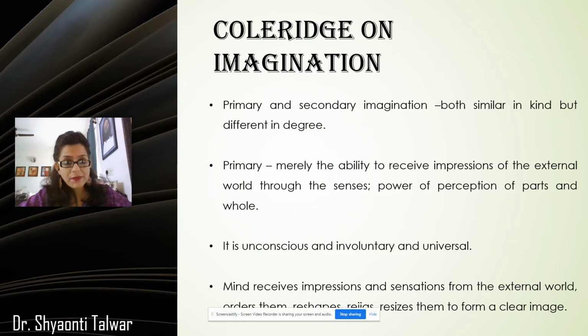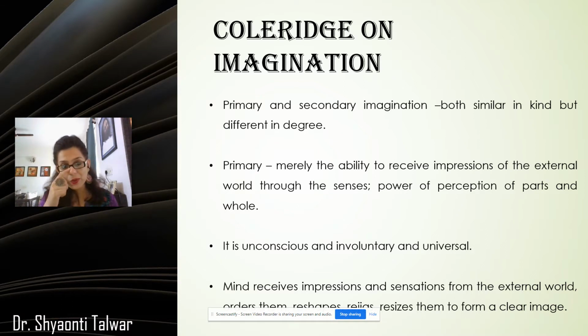In his work Biographia Literaria, Coleridge presents a very detailed theorization of fancy and imagination. Now, if we had to look at Coleridge on imagination, we would have to consider his definition and his theorization of imagination as primary imagination and secondary imagination.